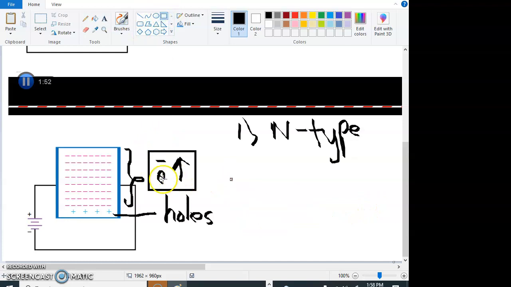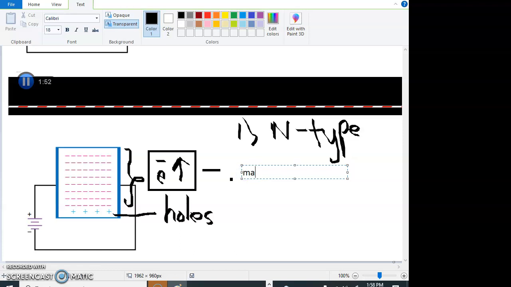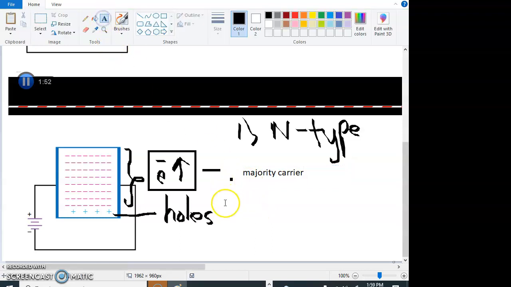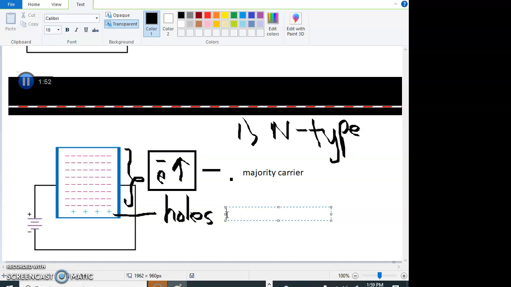If there is a much larger number of electrons as compared with the holes, these electrons are what is known as the majority carrier. They carry the negative charge. That's the reason why they are called the majority carrier. Next, let's talk about the holes. Since free electrons are much more numerous as compared with the holes, the holes are called the minority carrier.